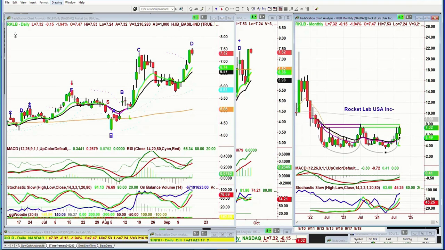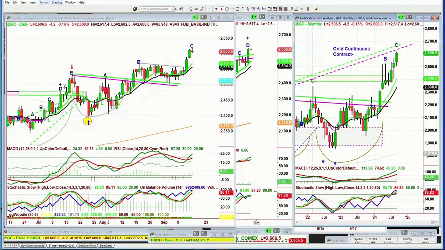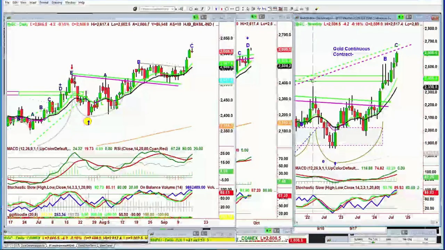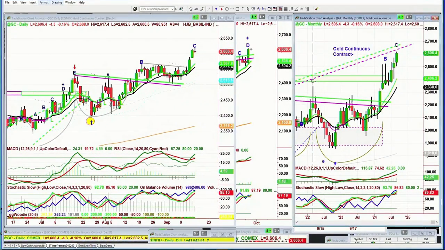We saw this in gold. Let me show you this pattern right here. I love patterns that repeat. Look at gold. Gold goes to peak E back in July, pulls back, and did this beautiful cup formation. Then it goes to a pullback and starts a brand new peak A, pulls back quite sharp.